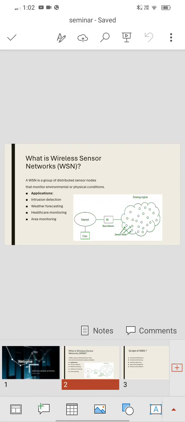What is wireless sensor network? A wireless sensor network is a group of distributed sensor nodes that monitor environmental or physical conditions. Wireless sensor networks are groups of sensor nodes which collectively work for several tasks. Some applications of WSN are intrusion detection, weather forecasting, healthcare monitoring, and area monitoring.